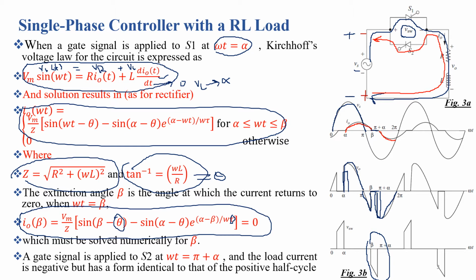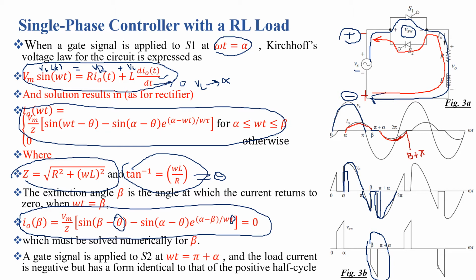So at omega t equal to pi, again the polarity at the input side reverses itself, but still S2 is conducting, because the current I0 is not equal to 0. So current becomes 0 at beta equal to pi, at omega t equal to beta plus pi.